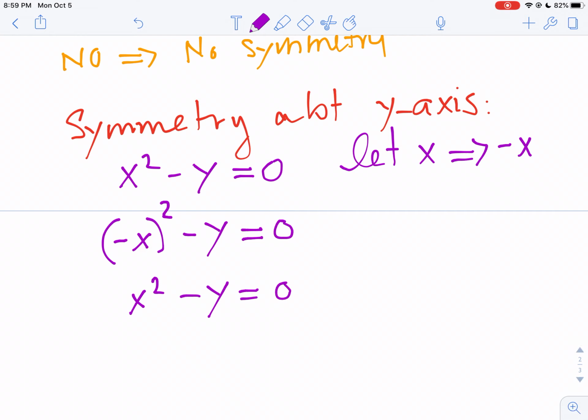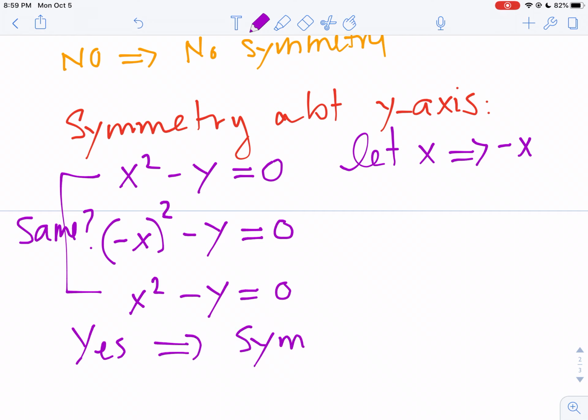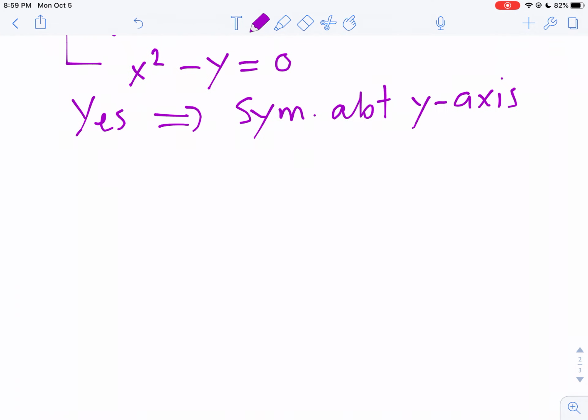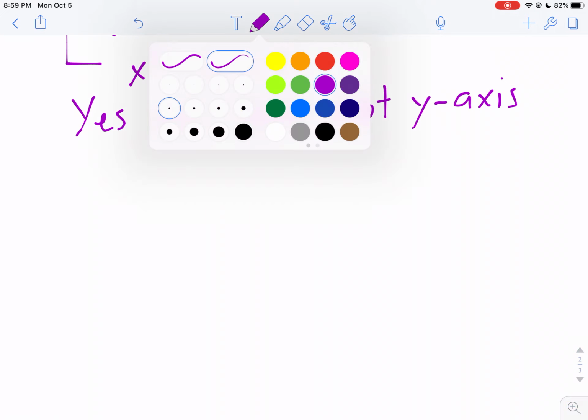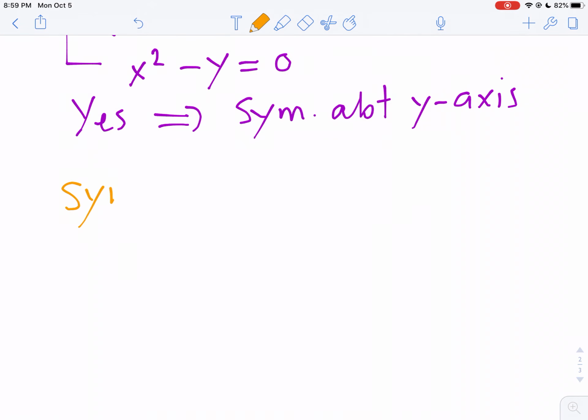So here, let's compare the original equation and the one we just got. And are they the same? What is your answer to this? The answer would be yes. So therefore, your answer is there is symmetry about the y-axis. Okay? All right. So that's the second part. Third part, let's also check the symmetry about the origin, the point (0, 0).